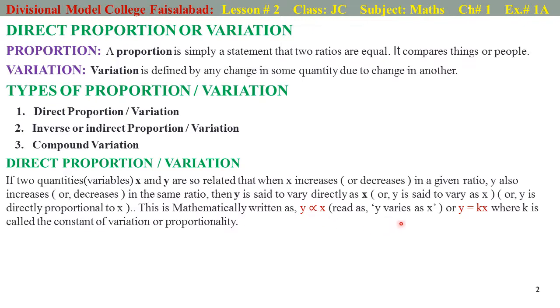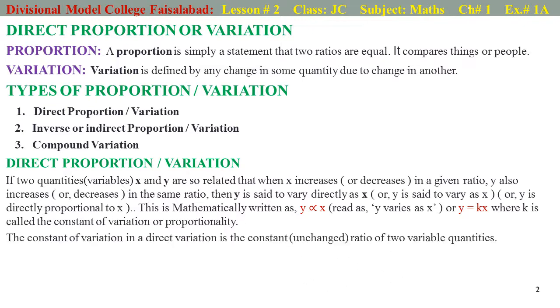If you remove this sign from here, it will be replaced with an equality sign, and then you have to multiply the variable on the right hand side by a constant. This k is called the constant of variation or constant of proportionality. This constant of variation in direct variation is a constant unchanged ratio of two variable quantities. This ratio between the two quantities which are in direct proportion will remain the same. That same ratio is called k.